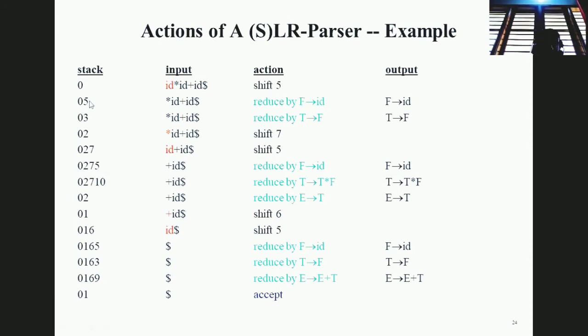So you can just observe that I popped 5 from the stack. After popping 5, I was left with 0. Then I must look at the go-to part of the table, that is 0 on F, which gives you 3. I pushed 3 onto the stack. Now my configuration of the stack is 0 followed by 3. So when I get 3, now my input symbol is star.